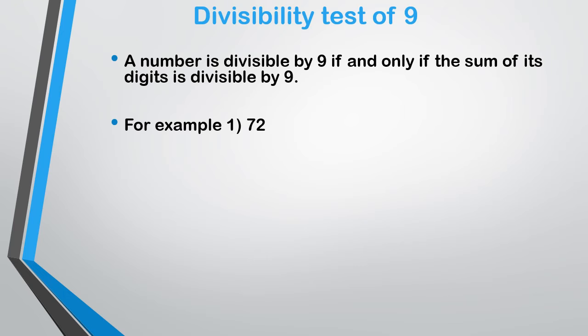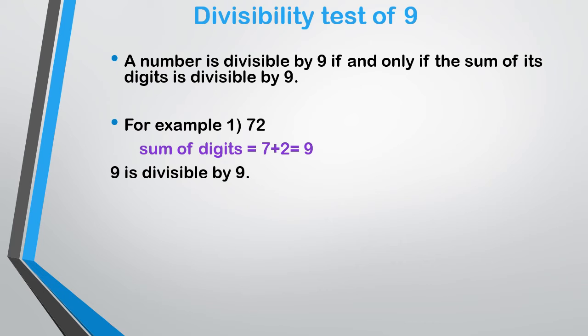You have to check the last digit alone. Now we will see an example, 72. We are going to check whether 72 is divisible by 9 or not. What is the first step? You have to find the sum of digits. 7 plus 2 is equal to 9. Now we check whether 9 is divisible by 9. 9 ones are 9, so 9 is divisible by 9. So 72 is also divisible by 9.